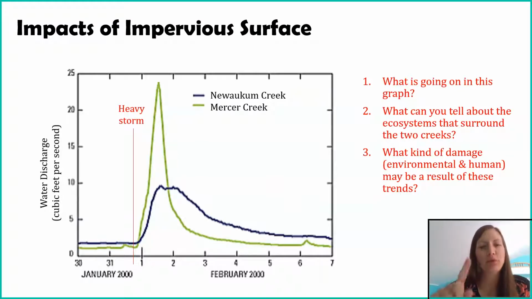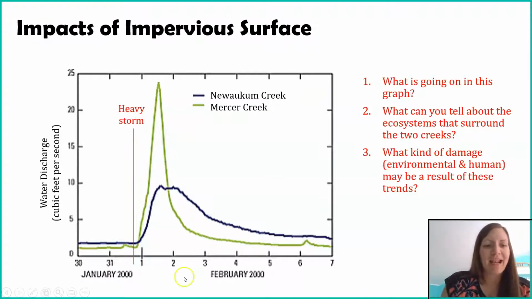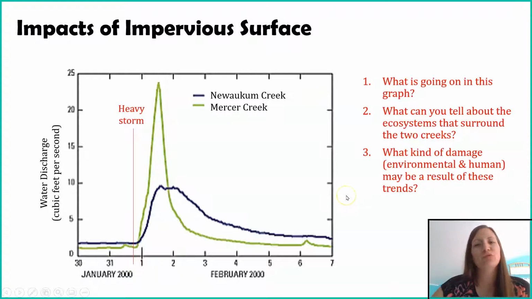We're looking in blue at the Newaukum Creek and in green, Mercer Creek. And so what we're doing is we're following the amount of water that is being released into these streams. And specifically, we're focusing on a storm that happened late on January 31st. And what we're looking at is how much water is in each of these creeks.